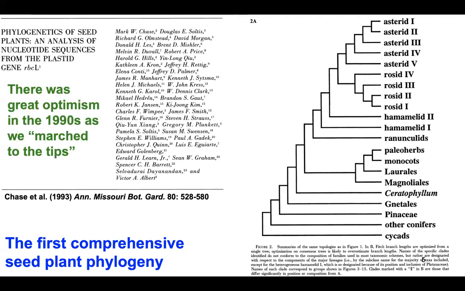So after this paper came out, there was a lot of optimism in plant systematics that we were going to be able to figure out plant phylogeny. And we were going to march to the tips, all the way to the species at the tip of the tree. And we were going to figure all this stuff out with a few genes, potentially.